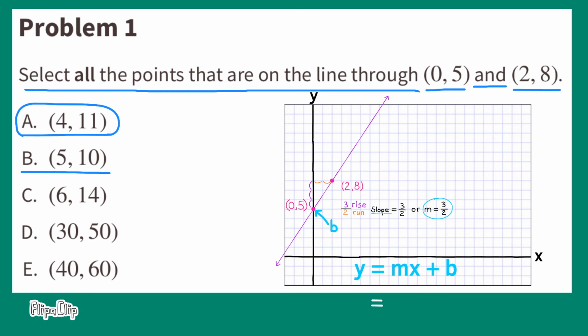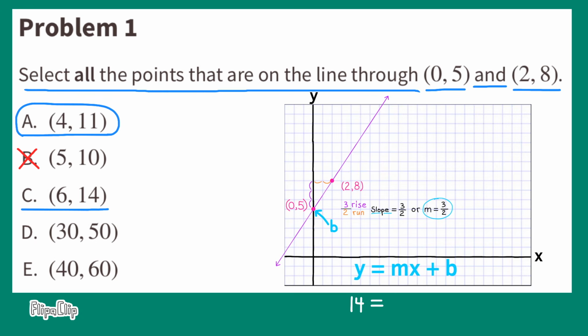B. Coordinates 5 and 10. The y value is 10, so we substitute the y with a 10. We bring down the slope and multiply that times the x value, or 5, which is the same as 5 over 1. And then we add that to b, the y-intercept, which is 5. 3 times 5 is 15. 2 times 1 is 2. 15 divided by 2 is 7 5/10, or 7 1/2. And 7 5/10 plus 5 is 12 5/10. Since 10 is not equal to 12 5/10, we know that coordinates 5 and 10 do not fall on the line.